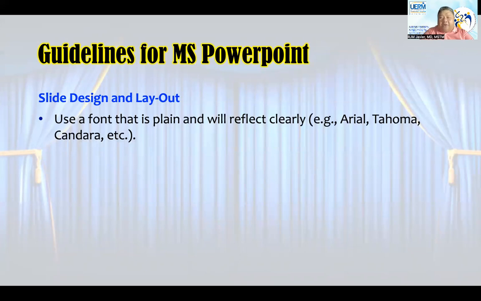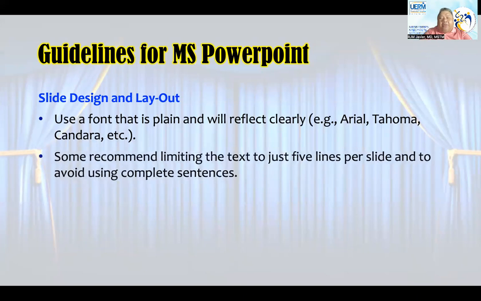Use a font that is plain and will reflect clearly. Some of the more commonly used fonts for scientific presentations and research fora will be your Arial, your Tahoma, and your Candara. With regard to the font size, we mentioned this earlier on, but in terms of the number of lines per slide, this is not a hard and fast rule, but a general rule of thumb is that you limit the lines to just five lines per slide. As I've said, this is not an absolute rule, but more of a recommendation.